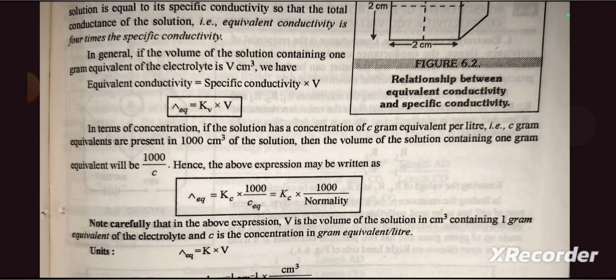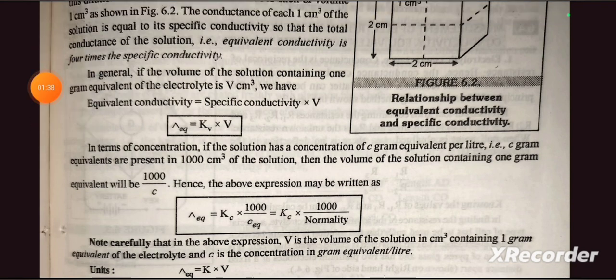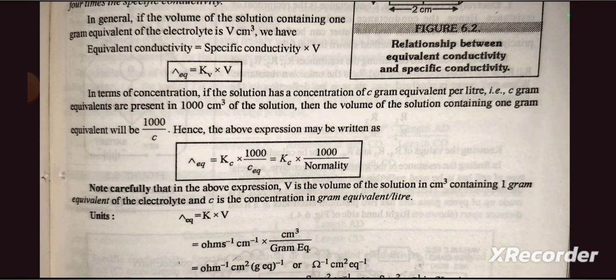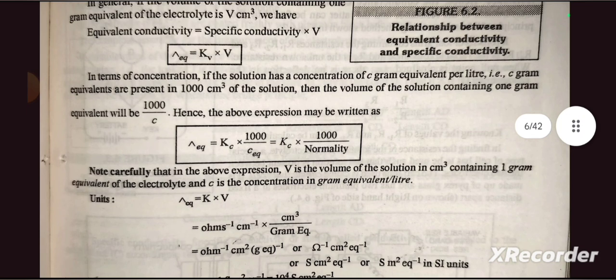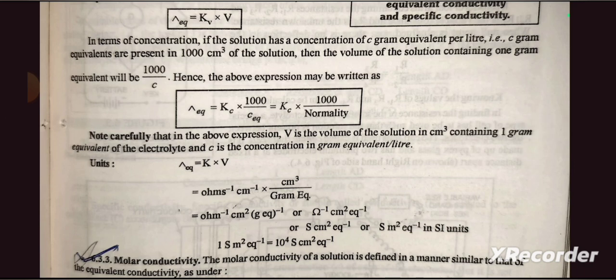In general, if the volume of the solution containing 1 gram equivalent of the electrolyte is V centimeter cube, we have equivalent conductivity is equal to specific conductivity times V. Lambda equivalent is equal to kappa times V. In terms of concentration, if the solution has a concentration of C gram equivalent per liter, that is, C gram equivalents are present in 1000 centimeter cube of the solution, then the volume of the solution containing 1 gram equivalent will be 1000 by C.